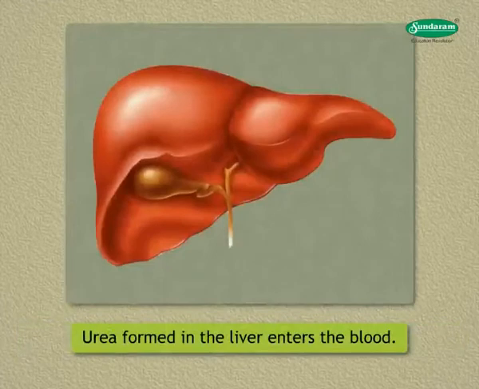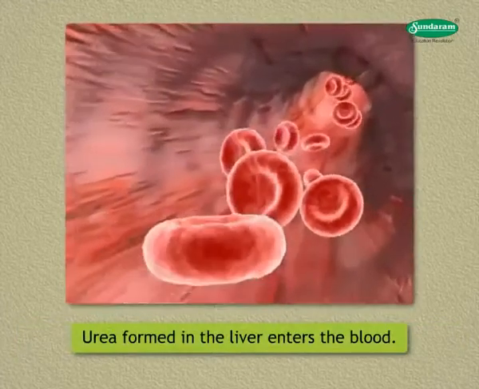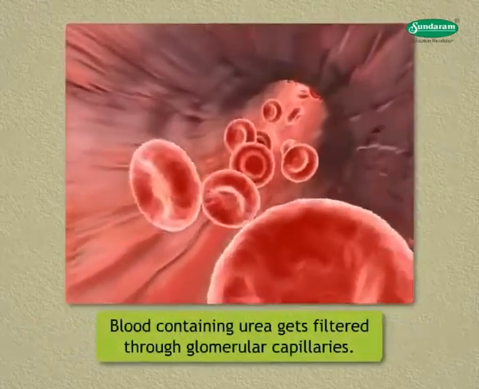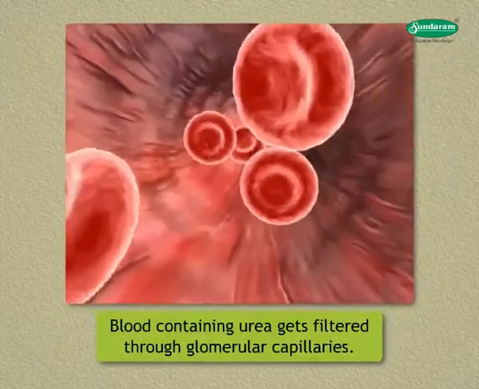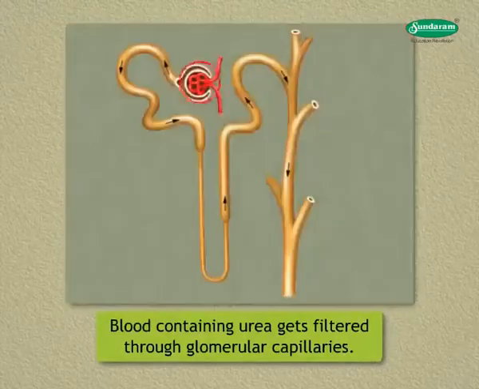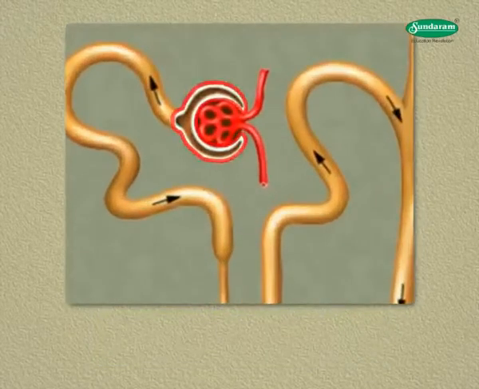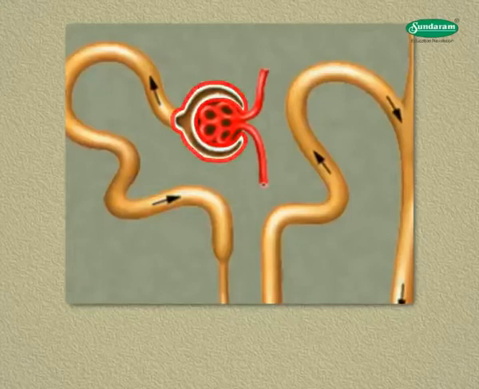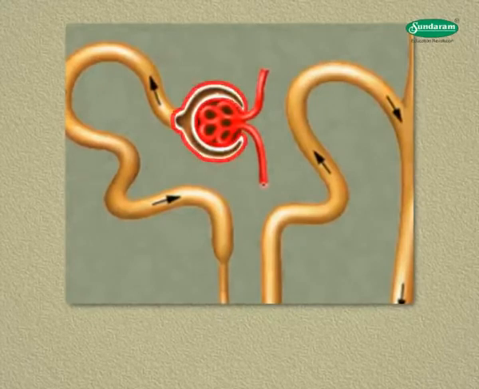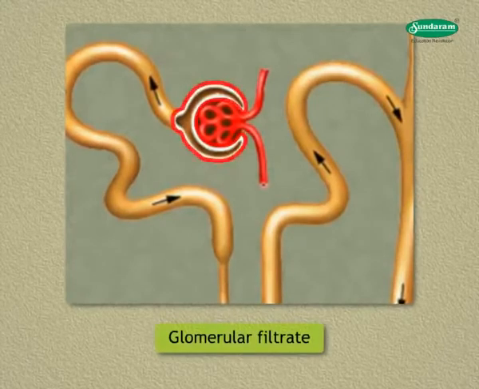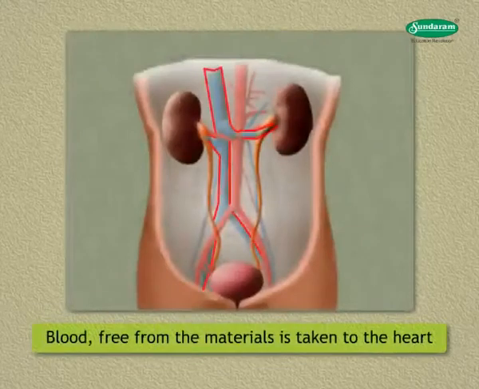Urea formed in the liver enters the blood. When blood containing urea enters the glomerulus, it gets filtered through glomerular capillaries. The selectively permeable wall of the Bowman's capsule allows the water molecules and small molecules of other substances to pass through them and forms glomerular filtrate. The blood free from these materials is taken to the heart through the renal vein.